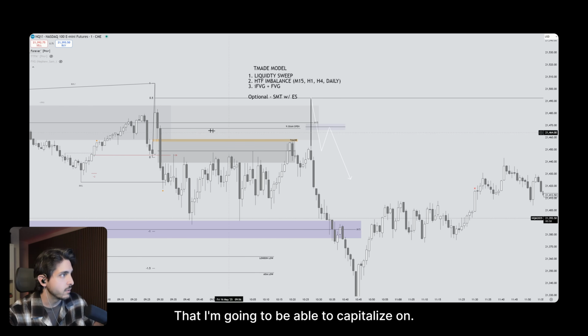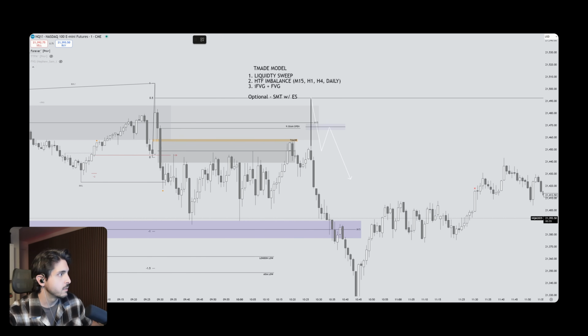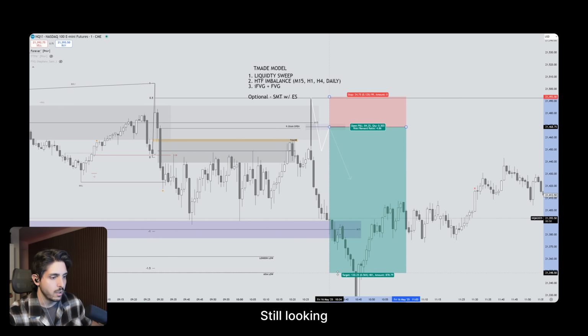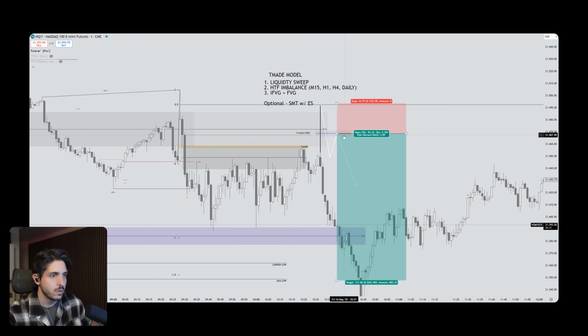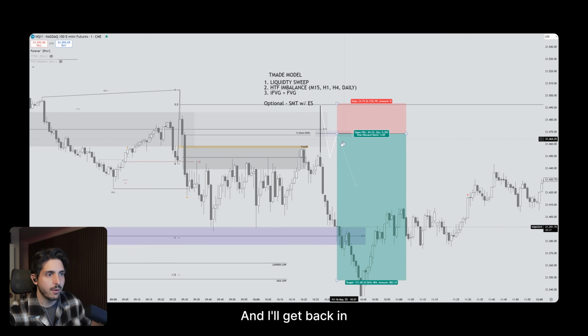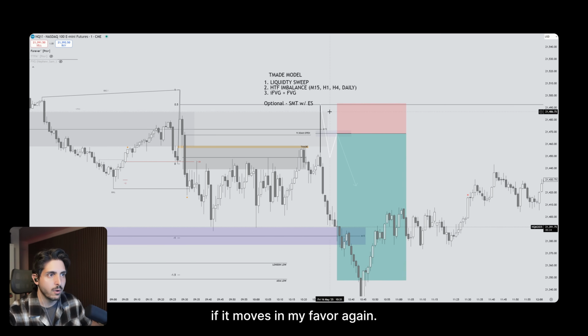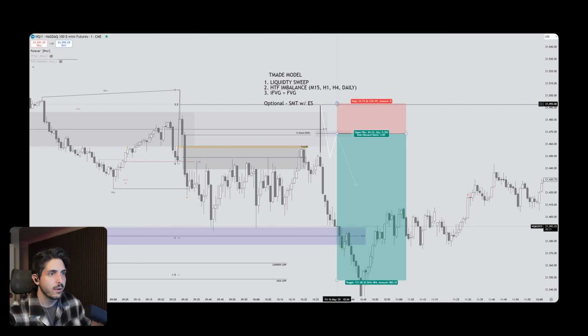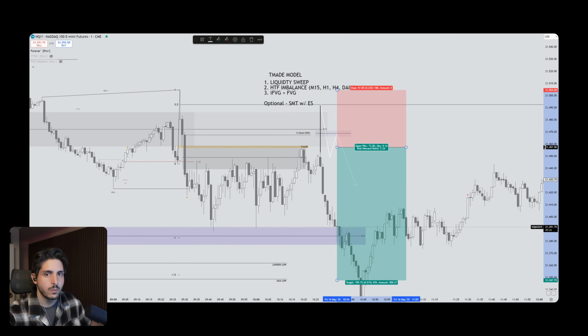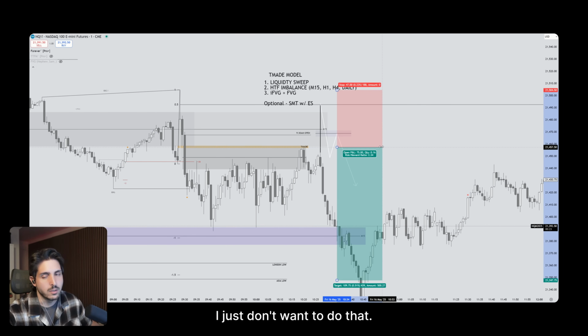That I'm going to be able to capitalize on. And my entry would be something like this. Still looking for those lows, right? So I'll take a loss of 15 points, right? And I'll get back in if it moves in my favor again, right? But if we start trading higher, I don't want to take a 50-point loss. Like, I just don't want to do that. So does that make sense?